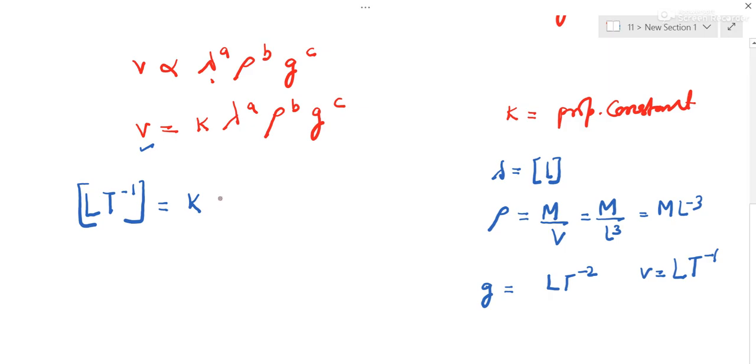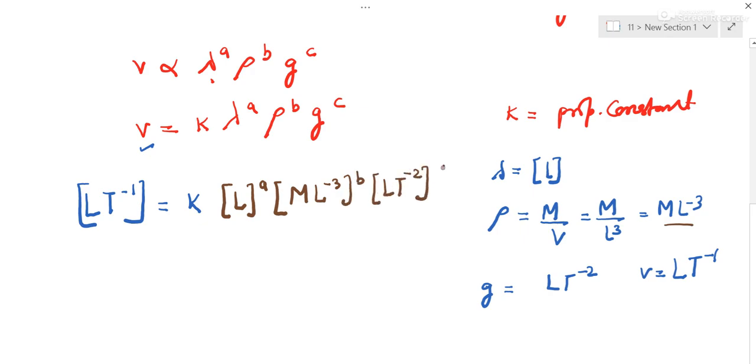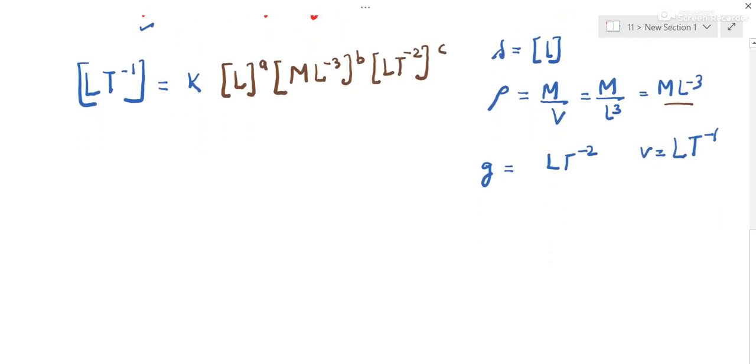Lambda is L to the power A. Density is M L minus 3 to power B. And acceleration due to gravity is L T minus 2 to power C. Now we'll open the brackets. Left hand side as it is, L T minus 1; we can write M to the power 0 because M is not here. So M0 L1 T minus 1 within square bracket is equal to constant.